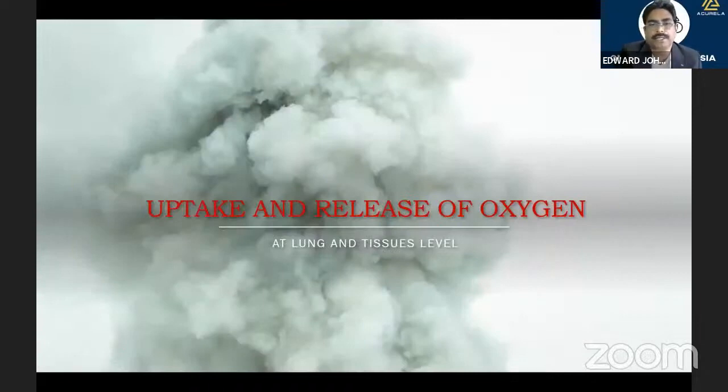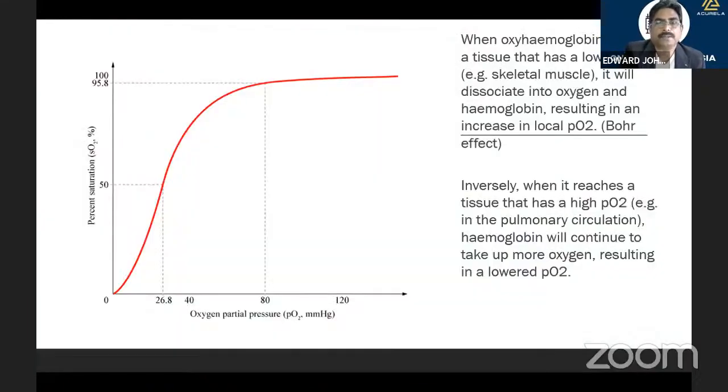Now coming to the uptake and release of oxygen at the lung level and also the tissue level. The oxygen is transported along the plasma and reaches the tissues. When the oxygen reaches tissues that have a low oxygen concentration, the hemoglobin dissociates, gives up the oxygen and increases the tissue oxygen level. This is called the Bohr effect. The inverse occurs when the hemoglobin reaches the alveoli. Here the PO2 will be low. It continuously takes up oxygen from the alveoli and the PO2 falls.